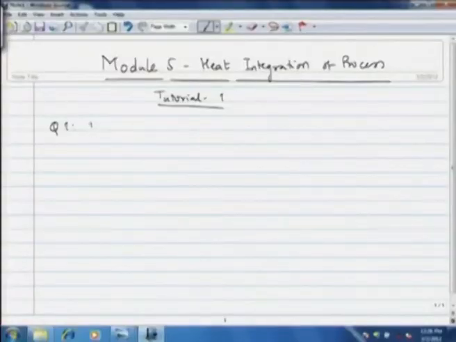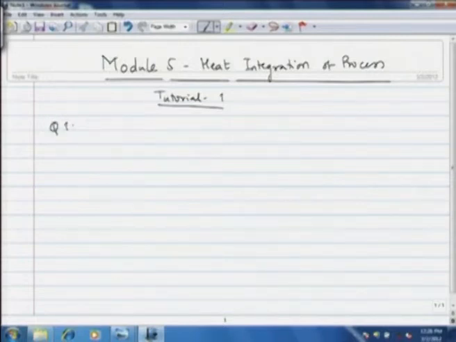Welcome. Today we will have the first tutorial of module 5, that is heat integration of the process. We shall see problems on determination of the minimum hot and cold utility requirement, plotting of the composite curve, determination of the pinch temperatures, and then calculation of the area in a heat integration interval. Let me give the statement of the first problem that we are going to see today.